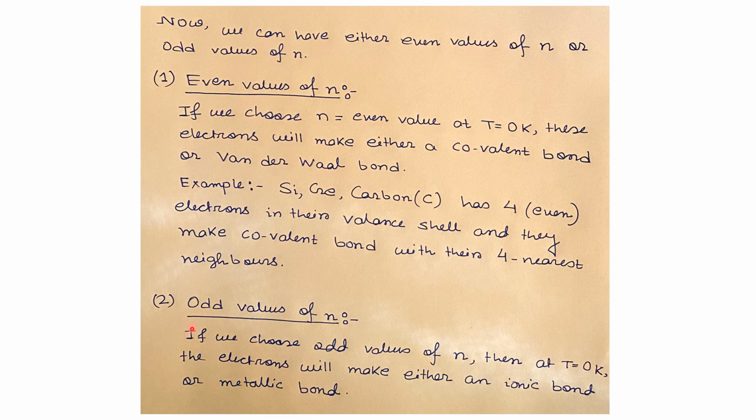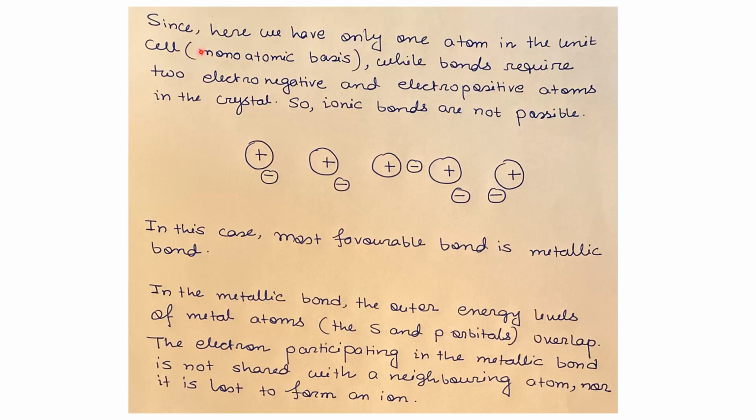Now, the second case, odd values of n. If we choose odd values of n, then at T equal to 0 Kelvin, the electrons will make either ionic bond or metallic bond. Since here we have only one atom in the unit cell, that is monoatomic basis, while ionic bonds require two electronegative and electropositive atoms in the crystal. So, ionic bonds are not possible in our case. In this case, most favorable bond is metallic bond.